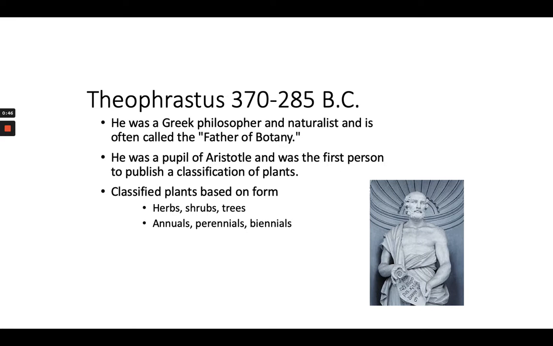So we start with this guy. He was a Greek philosopher and naturalist, and he's often called the father of botany. If you haven't noticed yet, there's a lot of people out there who are fathers of different genres of biology. We have a father of genetics and so on and so forth. So he was a pupil of Aristotle, which is probably a guy you've heard of before, and he was the first person to publish the classification of plants. He classified plants based on the form. Are they herbs, shrubs, trees, or annuals, perennials, and biennials?